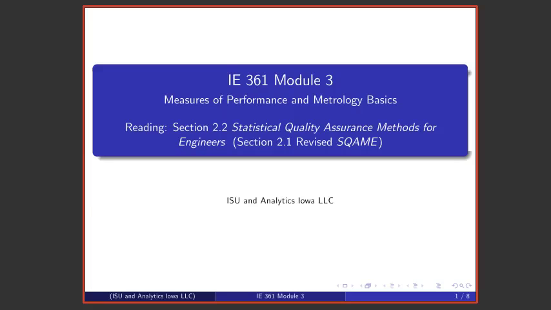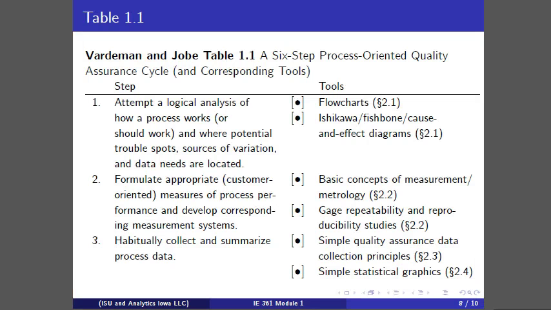Welcome to the third in this series of short lectures on the subject of statistical process improvement and statistical quality assurance. These lectures are structured around the six-step process-oriented quality assurance cycle that appears in Table 1.1 of Vardaman and Job, and we are to the point of discussing step number 2 and the corresponding tools that appear in that Vardaman and Job text. That is, we're to the point of talking about customer-oriented measures of performance and corresponding measurement systems.